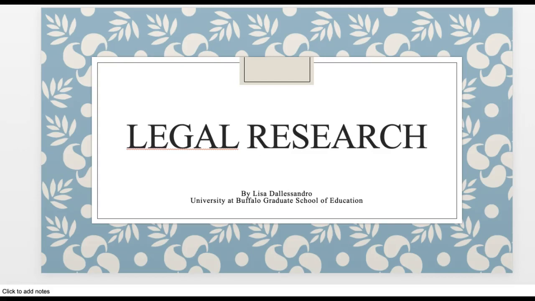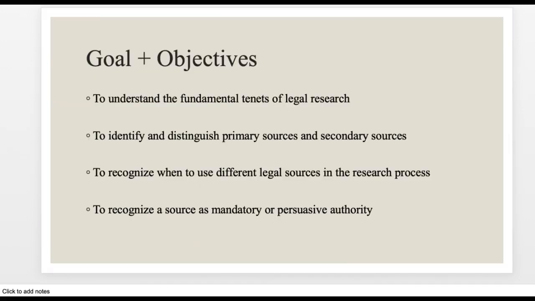This tutorial addresses the topic of legal research. The goal of this tutorial is to have you understand the fundamental tenets of legal research.